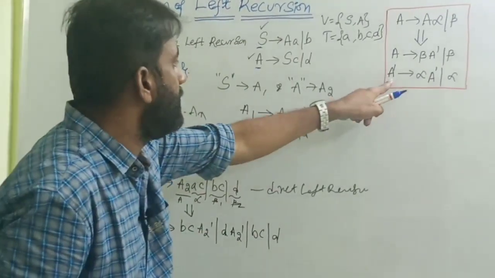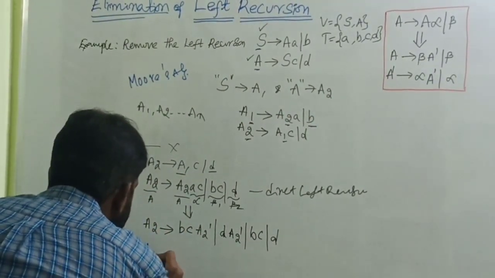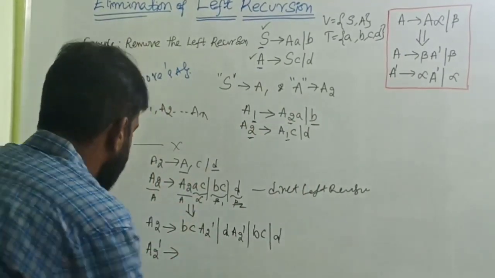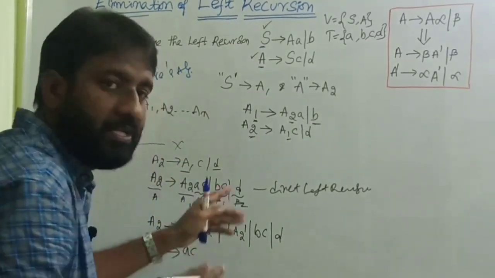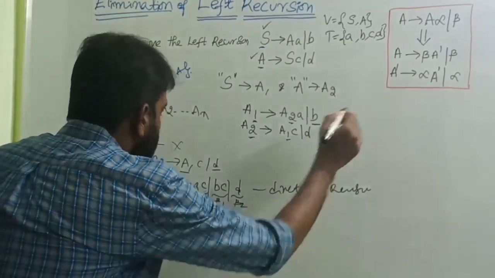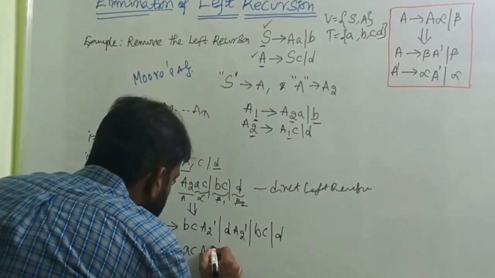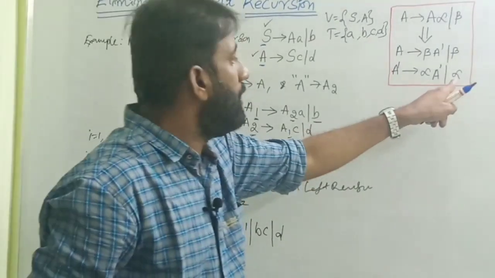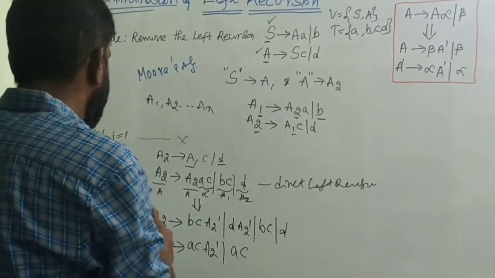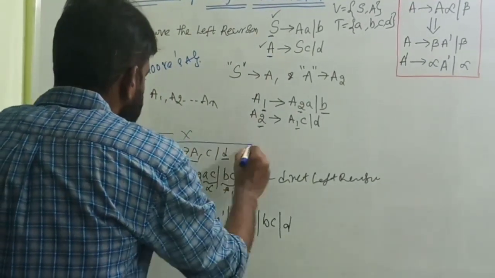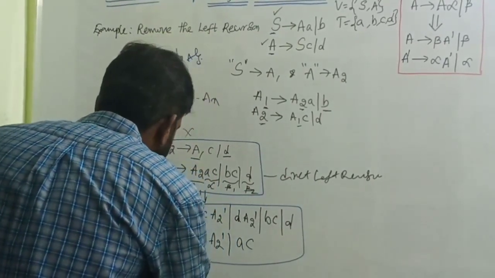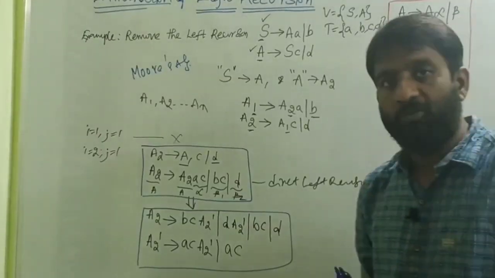Then next, what is the next one? A dash. Now what is A dash? It is A2 dash tends to alpha. What is the alpha part here? AC only. If it is alpha 1, alpha 2, that also you need to consider. Then AC, then A dash. What is A dash? It is A2 dash slash alpha, and alpha is AC. Now this direct left recursion is converted into a grammar without left recursion.